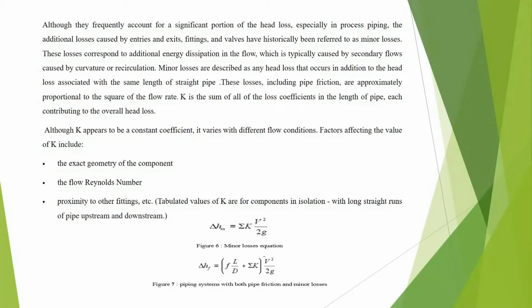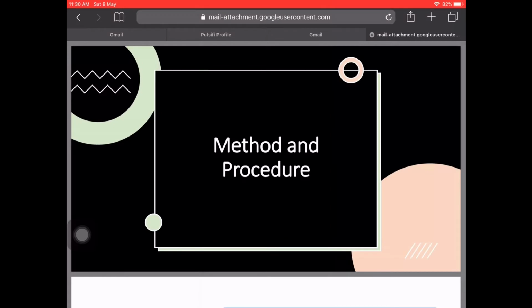The factors affecting the value of K are the exact geometry of the component, the flow or Reynolds number, and the proximity to other fittings. This figure 6 shows the minor losses equation. After we get the minor losses, we can add them to the piping system with both pipe friction and the minor losses equation.